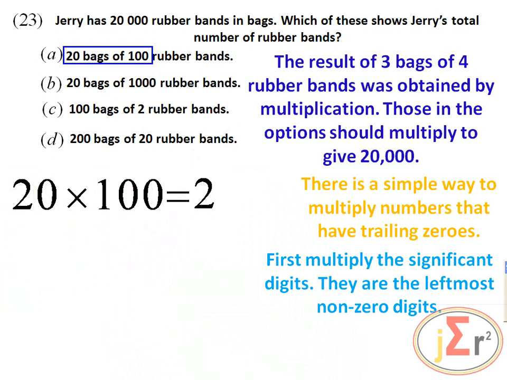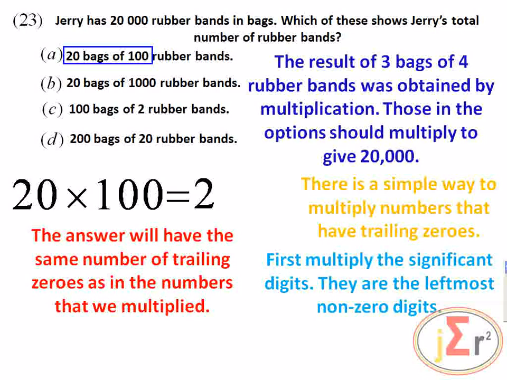After that, what do we do? The answer will have the same number of trailing zeros as in the numbers that we multiplied. What are the numbers that we multiplied? 20 and 100. So the answer will have the same number of zeros as in the 20 and the 100. So Jerry, how many zeros do you see? 3. Okay, so we have 3 zeros here. That means your answer will contain how many zeros? 3. Right. So we have 3 trailing zeros in the numbers that we are multiplying. Therefore, we will have 3 trailing zeros in the answer.